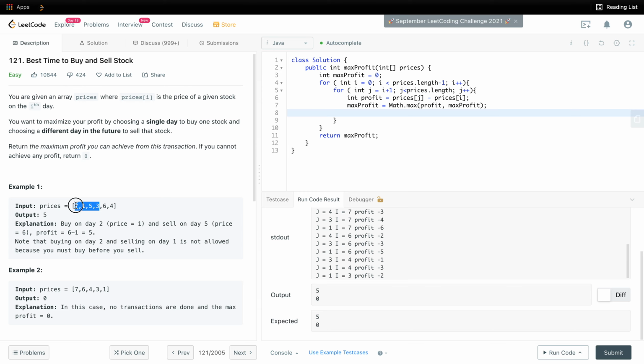In these four values, what is the minimum value? Minimum value is 1. So at that time I can see that 6 minus 1 is 5, and I can compare it with the max profit. Suppose I am at 3, I should know what was the minimum value in the past, and I know 1 is the minimum value, and I will subtract it from 3.